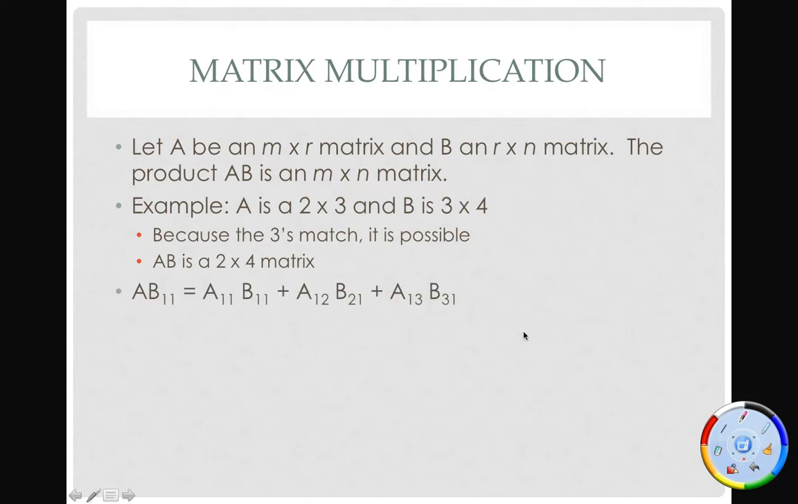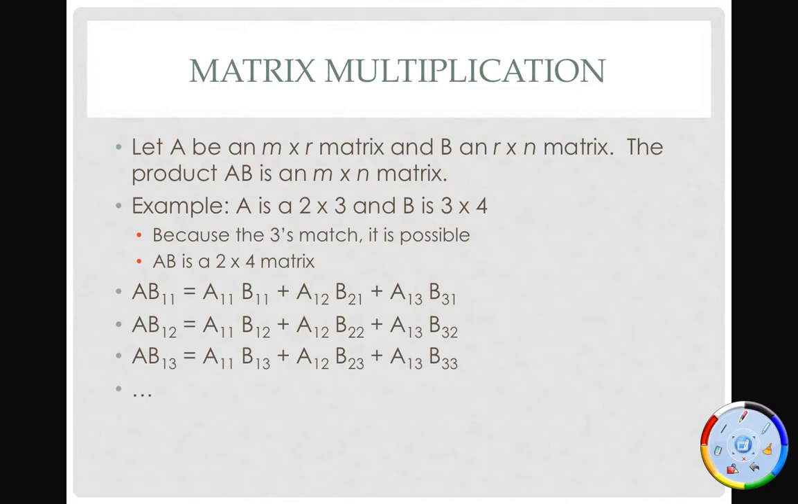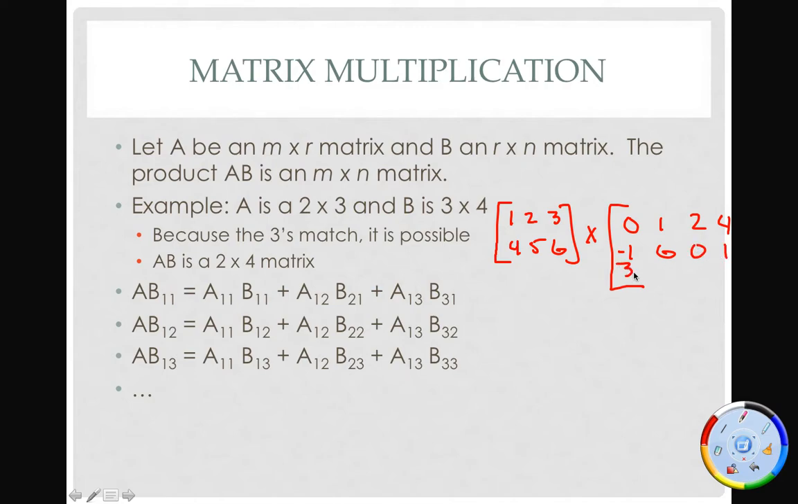So let's look at how to do this. I'm going to put this up here and I'll explain what it means as I look at an example. If I was to have the matrix that was 1, 2, 3, 4, 5, 6 times, because this is a 2 by 3, obviously this gets a little bit bigger. Let's go 0, 1, 2, 4, -1. It doesn't really matter. So if I create this, I have a 2 by 3 and a 3 by 4.